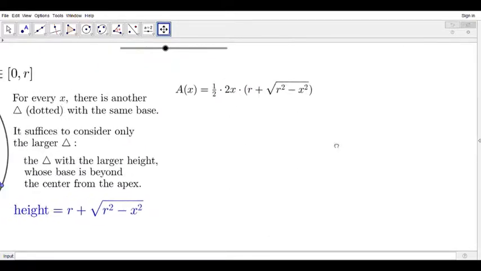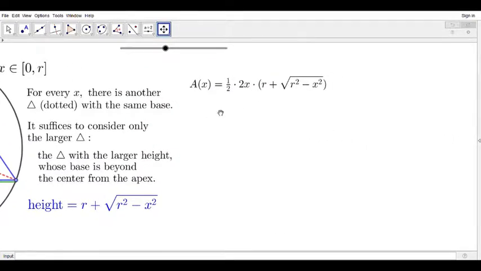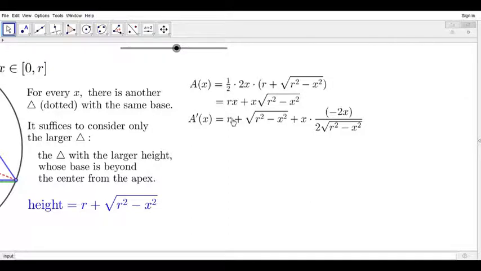So the 2's cancel, and then let me distribute the x. That's what you're going to get. Then let's use the usual differentiation rules. A prime: from Rx you get R, and then x times the square root of R squared minus x squared. To avoid the product rule, you could move x inside as a factor of x squared multiplied to R squared minus x squared. Or, so we don't forget the product rule, verify that the second and third terms are the results out of the product rule.